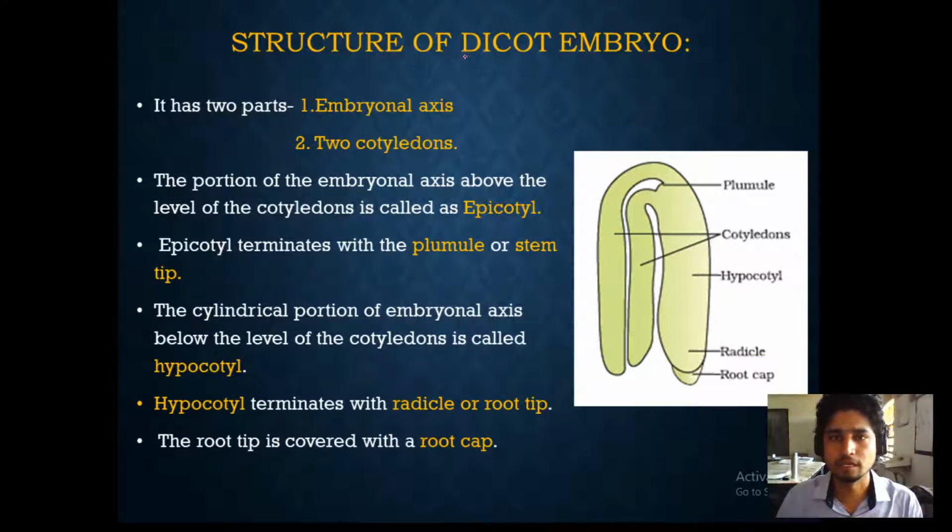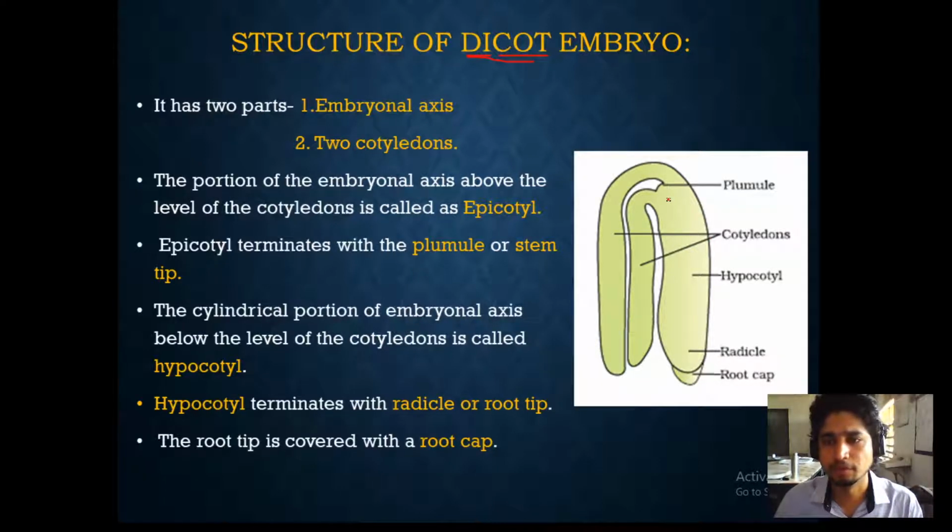Starting with dicot embryo, if you split the term, di is referring to two and cot is referring to cotyledons. So it is having two cotyledons. So the embryo has embryonal axis and it is having two cotyledons. These are the two parts of the dicot embryo.